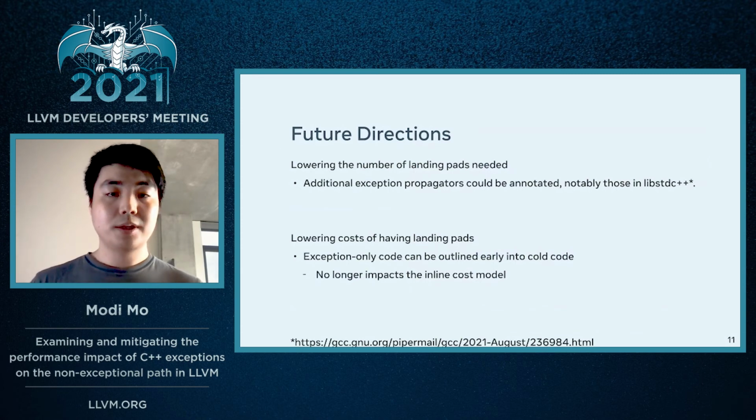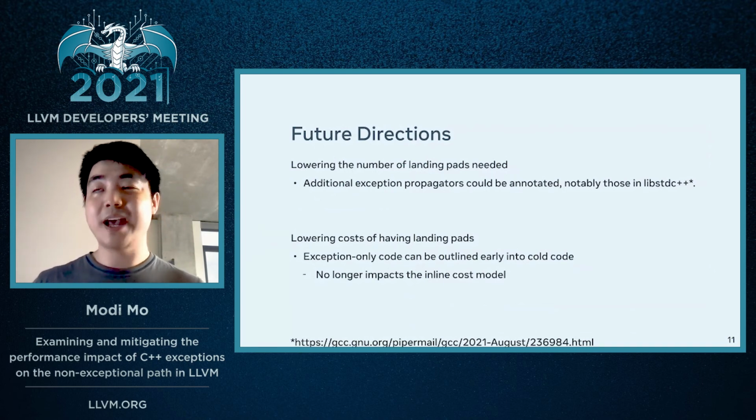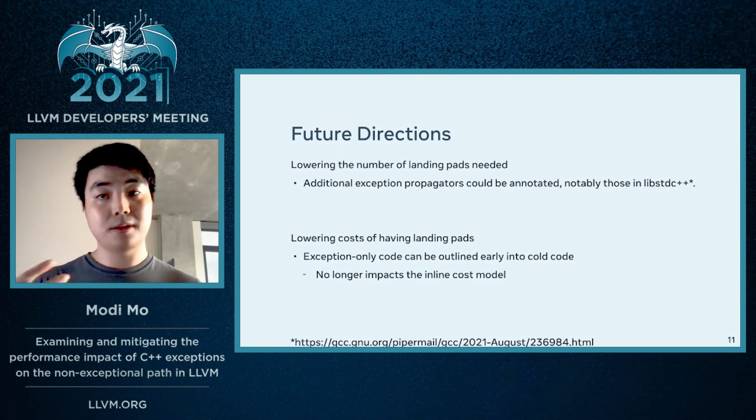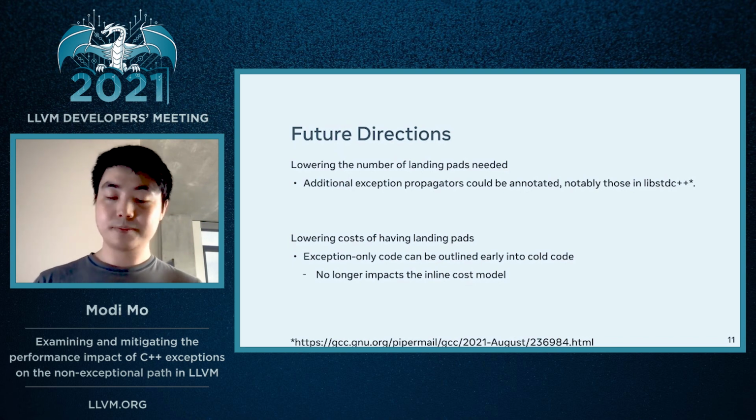Looking forward, there are additional ways to lower the number of landing pads needed. Additional exception propagators could be annotated, just like operator new gets annotated, notably those in libstdc++. Another approach can also be taken, which is lowering the cost of having the landing pads themselves. One approach is to use outlining for exception-only code into cold code early. This means that it no longer has to impact the inline cost model, and therefore the costs to inlining that were described before no longer exist.